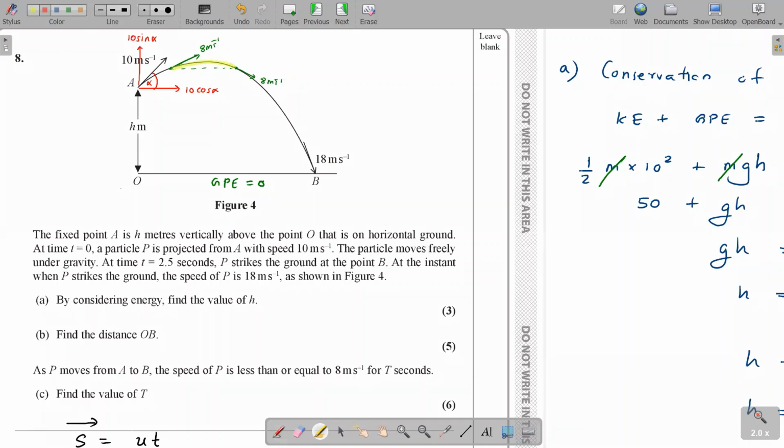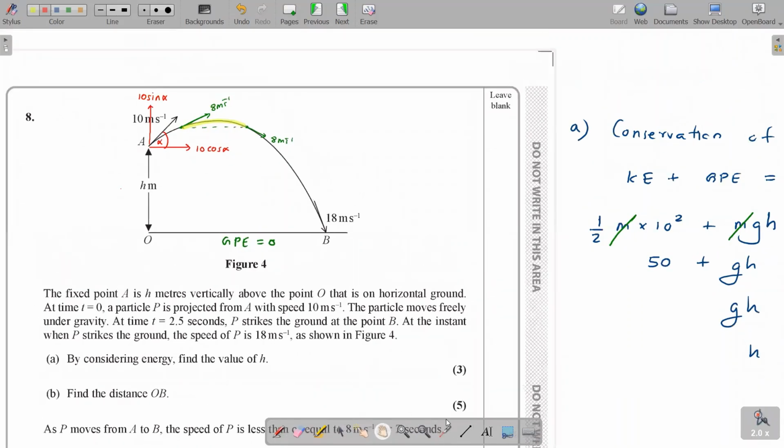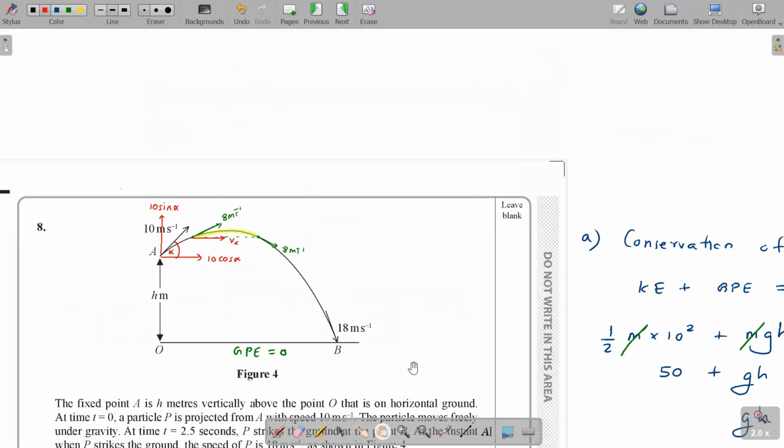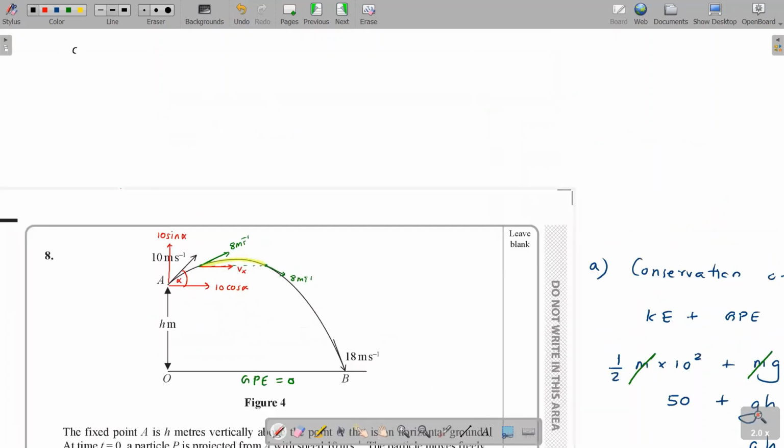Now what I'm trying to do is find this time gap that I've marked here in yellow. How do I find this time gap? I will use the fact that the horizontal component is constant throughout the entire motion. So I'll use the x component. Let's talk about part C. What do we know about the x component? The velocity x component is always 10 cos alpha, isn't it? 10 cos alpha throughout the entire motion.